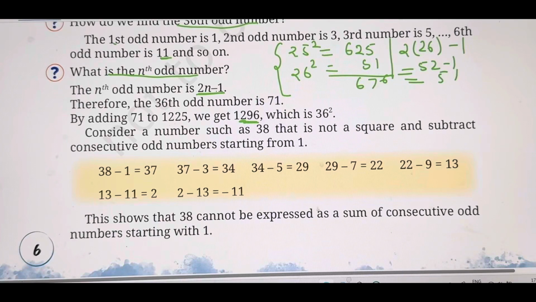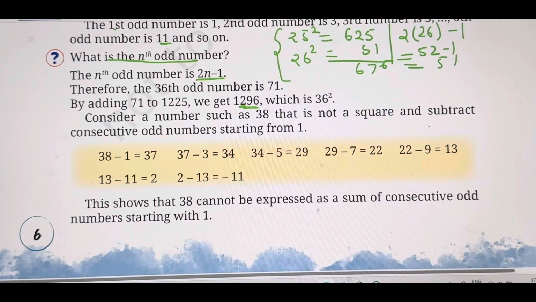Here they have given an example of the same thing, the subsequent subtraction of odd numbers, to check whether it is a square number or not. So 38 is the example given. We took one example of 20, we checked that. So here is another example: 38 minus 1 is 37. 37 minus 3, just check that they are subtracting subsequent odd numbers, so 34, then you subtract 5, so you get 29. Then you subtract 7, you get 22.